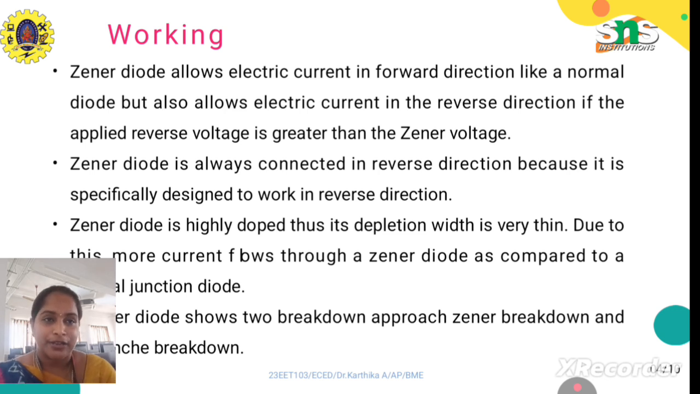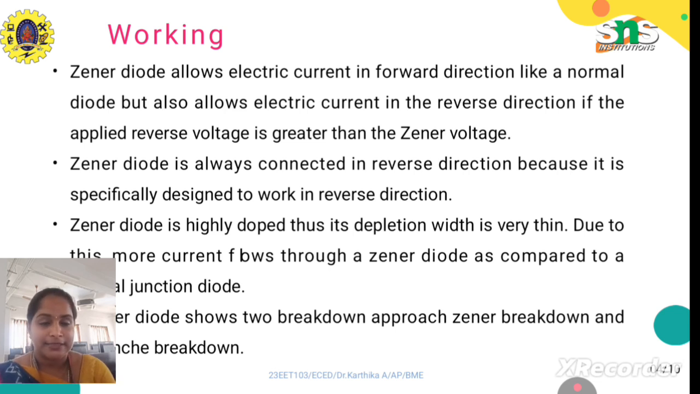Now, the working of the Zener diode. It allows electric current in the forward direction like a normal diode, but it also allows electric current in the reverse direction if the applied reverse voltage is greater than the Zener voltage. It is always connected in the reverse direction because it is specifically designed to work in the reverse direction. For reverse direction operation, it is highly doped and the depletion width is very thin. Due to this, more current flows through the Zener diode as compared to the normal PN junction diode.